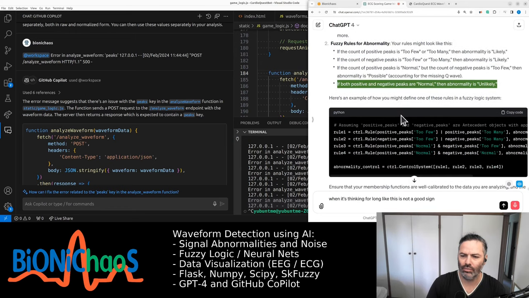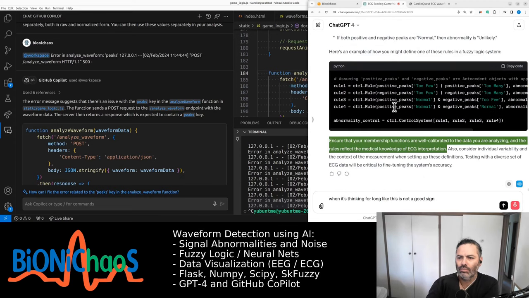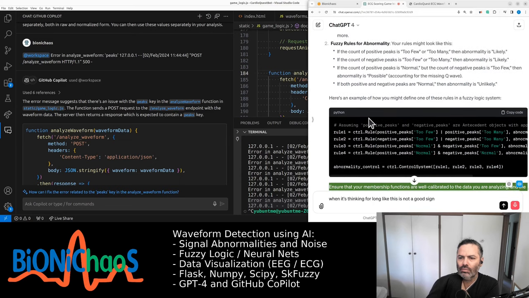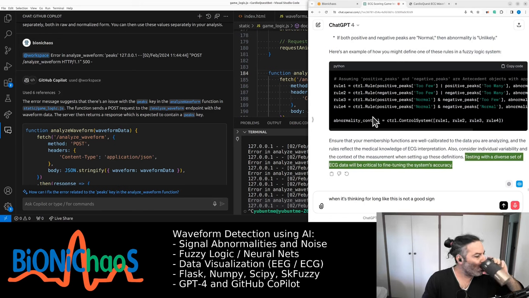If both positive and negative peaks are normal, then abnormality is unlikely. Here's an example of how you might define one of these rules in a fuzzy logic system. Ensure that your membership functions are well calibrated to the data you're analyzing, and the rules reflect the medical knowledge of ECG interpretation. Also, consider individual variability in the context of the measurement when setting up these definitions. Testing with a diverse set of ECG data will be critical to fine-tuning the system's accuracy.